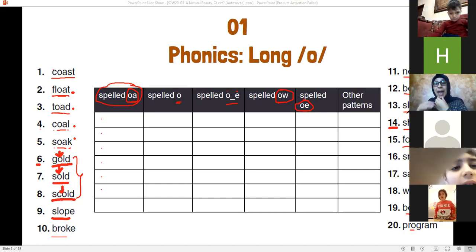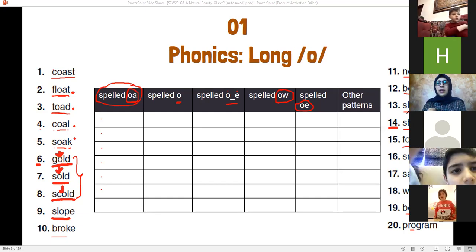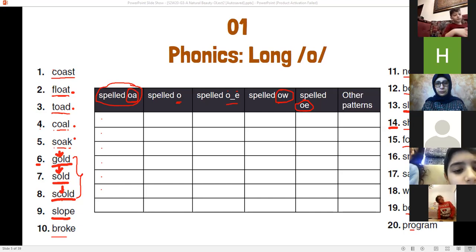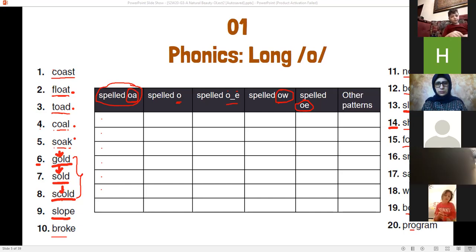At the end. I'm saying O at the end, okay? What are the letters that are making the long O sound at the end? O and W. O and W, bravo. What about number 14?